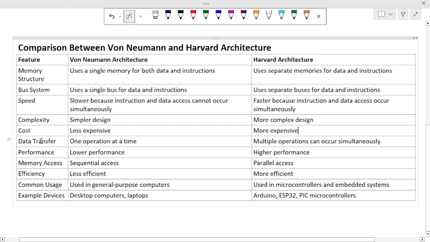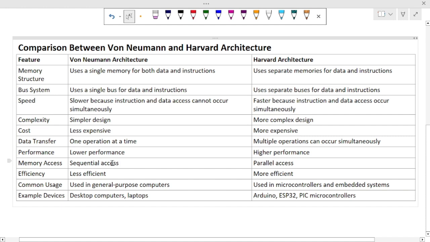So I think we can even stop here, but let's just add the rest. One operation at a time, of course, that's obvious. Either you are sending data or you are sending instruction. For Harvard, multiple operations can occur simultaneously. Because of one operation at a time, von Neumann has low performance. Multiple operations at a time, higher performance.